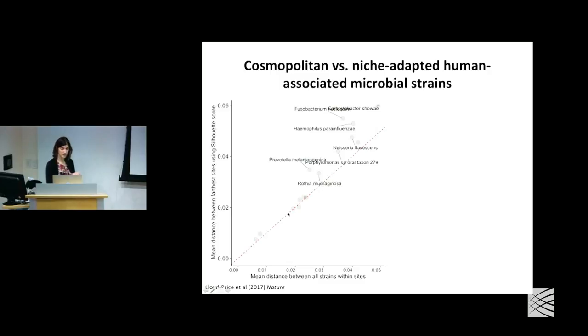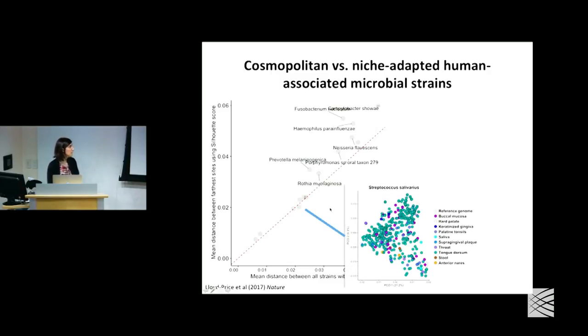And you could see that there are some organisms like Streptococcus salivarius that fall right on this line. So that means that the strains that you find in the mouth are as similar to the strains that you would find on the skin. And you could see that here, each dot is a sample that has this species in it. And the samples are kind of all mixed together.